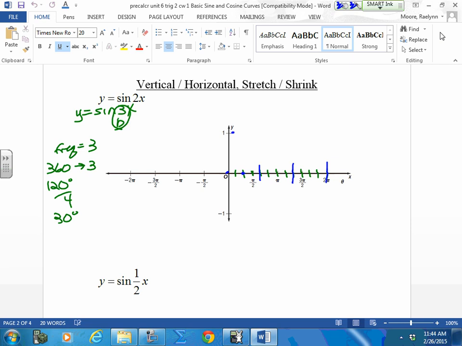0, 1, 0, negative 1, 0. That's 1. I need 2 more. 0, 1. I'm off, because I can't stand in front of this. 0, 1, 0, negative 1, 0. Okay, and do it again. 0, 1, 0, negative 1, 0.